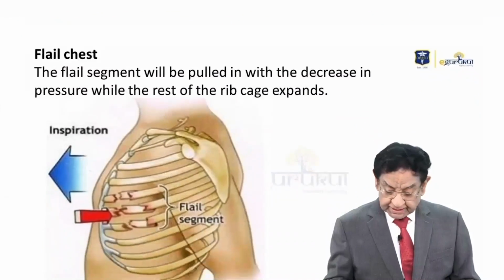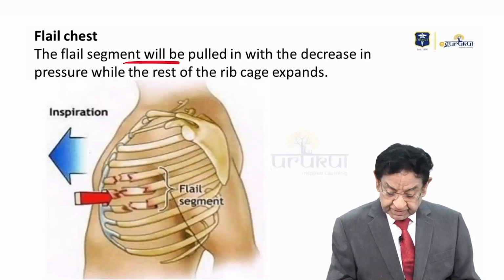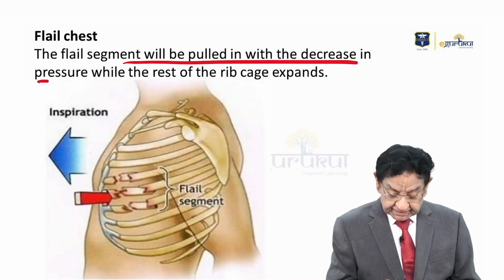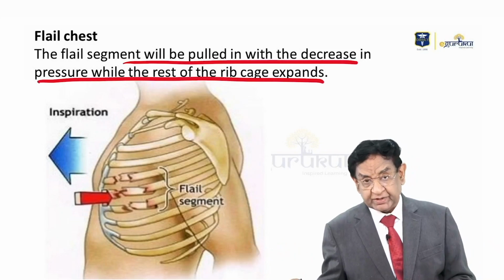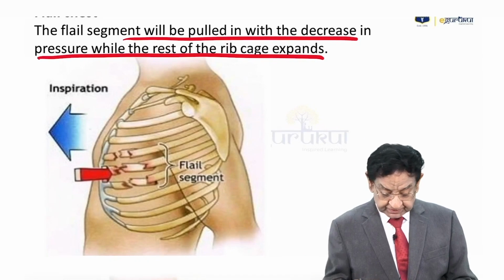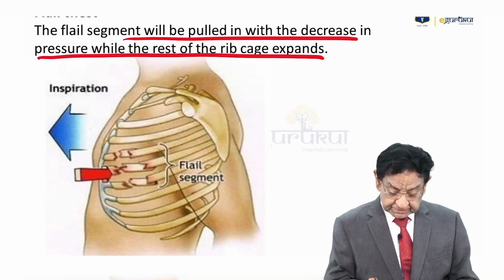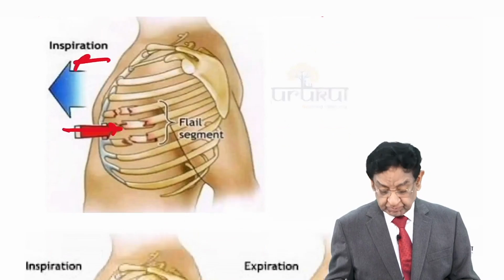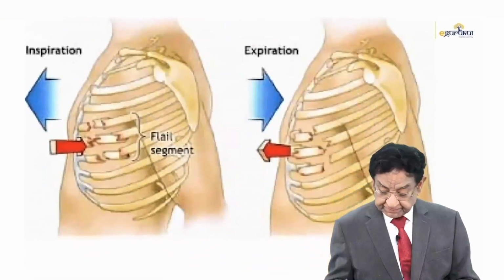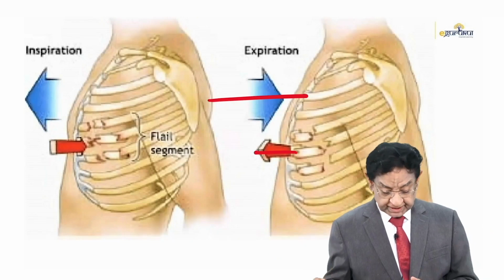So let's talk about, as I told you, the flail segment will pull in with a decrease in pressure while the rest of the cage is expanding during inspiration. You can see flail chest. During inspiration, the chest goes out, but the flail segment tends to go in. This is paradoxical movement. And during expiration, it tends to go out when the chest is contracting.